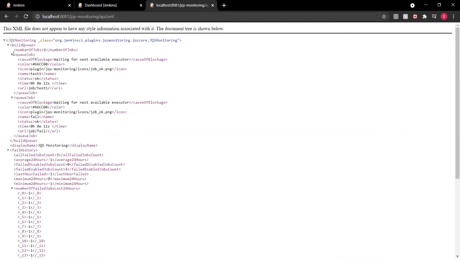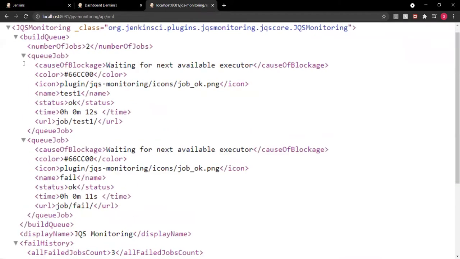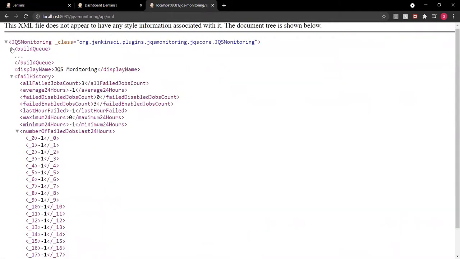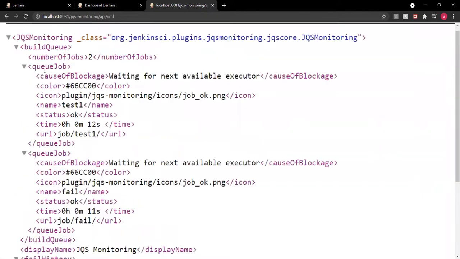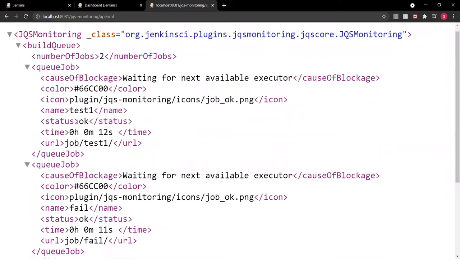So all of these, whatever it's publishing here, for example build through or job, or cause of blockage, all of these are basically exported from the Stapler export engine. So it just is going to exist as XML.